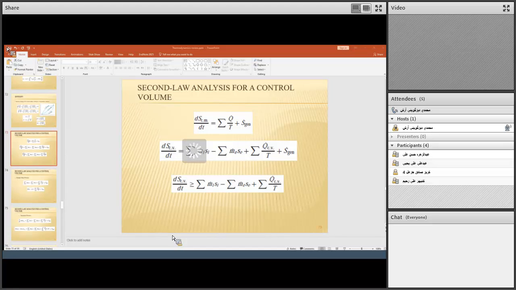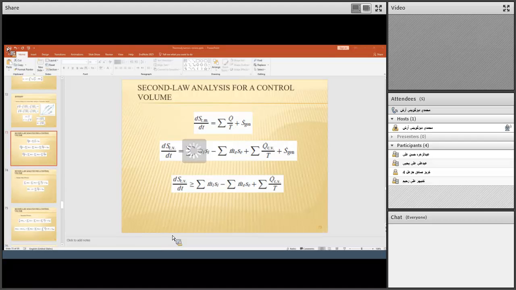We talked about entropy generation: friction, expansion, rupture, and finite temperature difference. In control volume, you remember that we talk about it. In a control volume, we have inlet and outlet, one of them or both, and the inlet and outlet for the system exist.